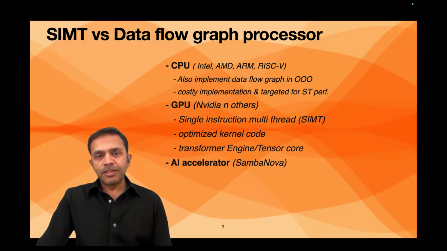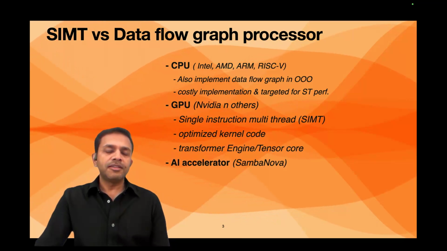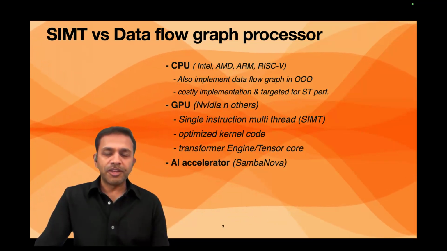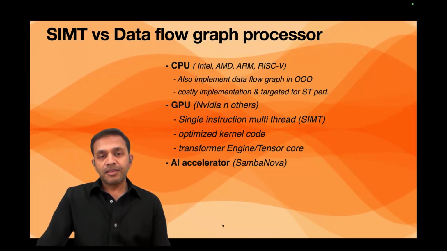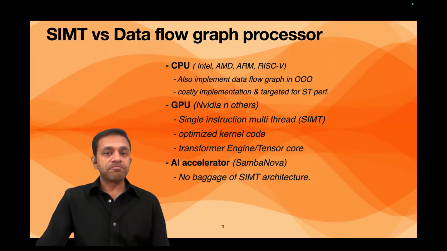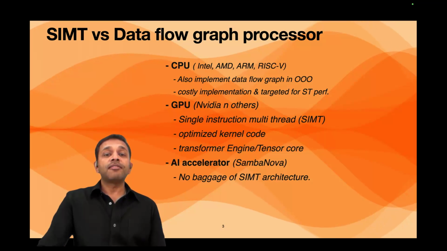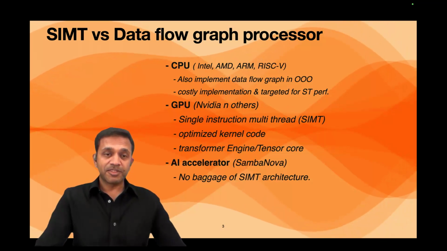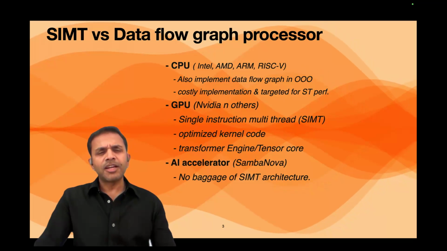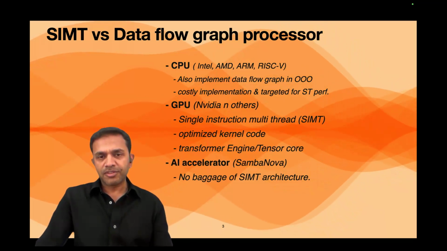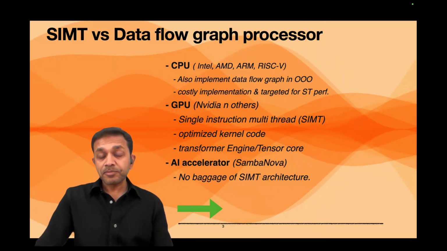We'll skip the GPU for a minute and see the AI accelerator. We'll come back to the GPU later. For the SIMT limitations, that's where the AI accelerator comes up, and it claims to have no baggage of the SIMT architecture. It says, I implement data flow graph processing, kind of near data flow graph processing. Let's try to visualize that.